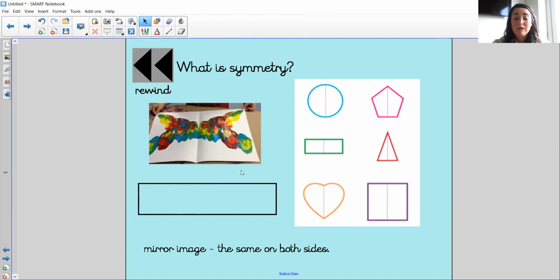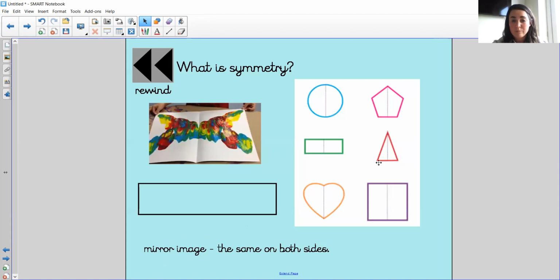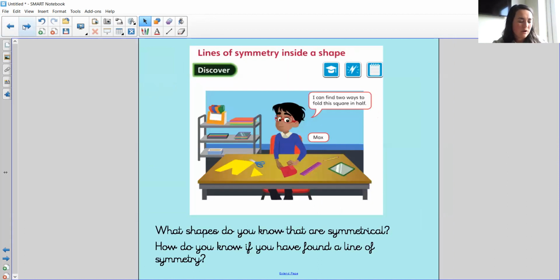So we will have come across this in year 2 as one line of symmetry. Okay, so today we are going to be finding lines of symmetry inside a shape. You are going to be moving your learning on from year 2 of finding one to finding more. Okay, so I want you to have a think. What shapes do you know are symmetrical? We've already discovered a couple on this page here. Are there any other shapes that you know that are symmetrical?